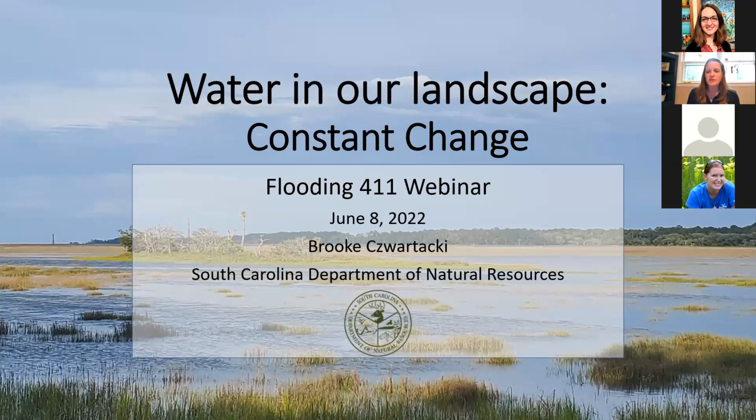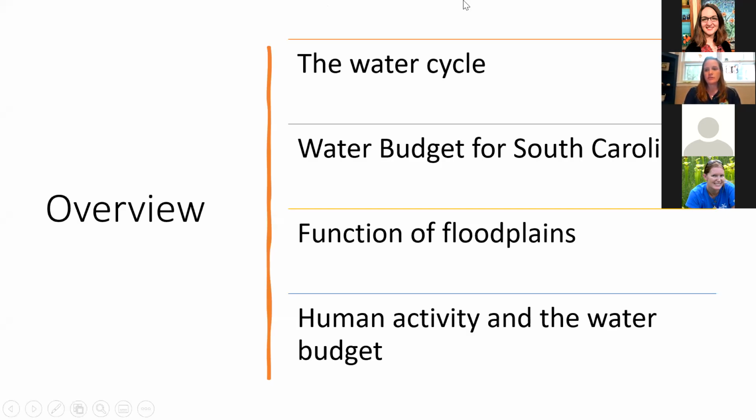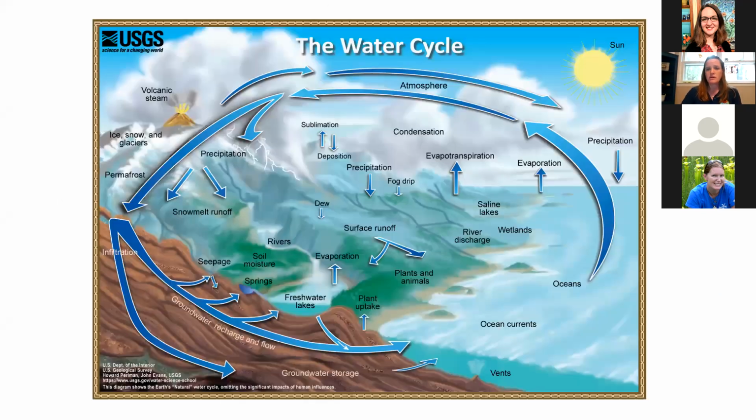Good. Thank you very much for that introduction, Emmy. I appreciate it. Today I'm going to talk to you guys a little bit about how water moves in our state. So as an overview, I'm going to talk about the water cycle, a water budget for South Carolina and in different areas of South Carolina, the functions of floodplains, and how human activity alters that water budget.